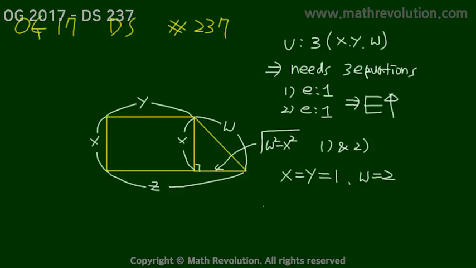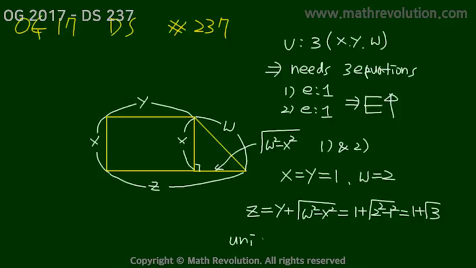And then W is equal to 2. Then the length of Z will be Y plus the square root of W squared minus X squared, right? Which is 1 plus the square root of 2 squared minus 1 squared. And then we get 1 plus the square root of 3. So Z has a unique value, and therefore a sufficient answer. So the actual answer was choice C.